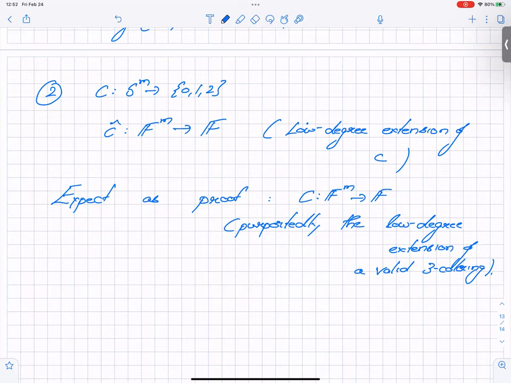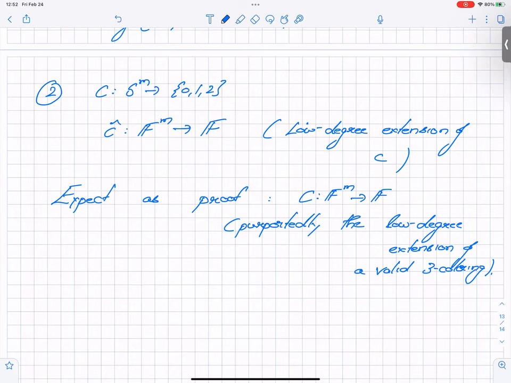Just query it at a few locations and run the low degree test. But that's not sufficient. I not only want it to be a low degree function, I want to check it is a low degree extension of a valid three coloring. The question is, how do we check this object?